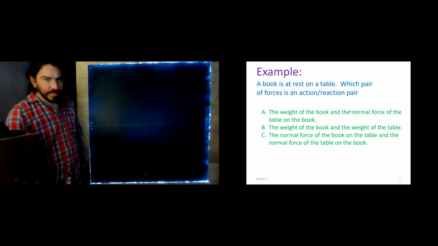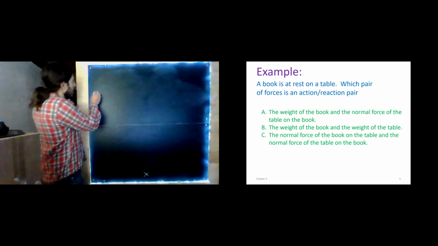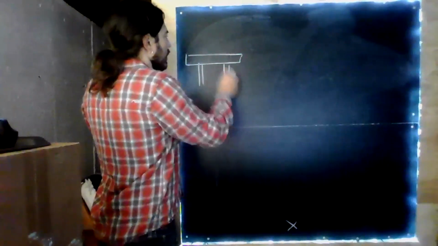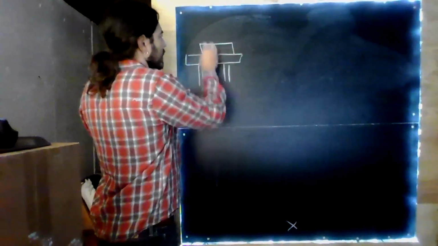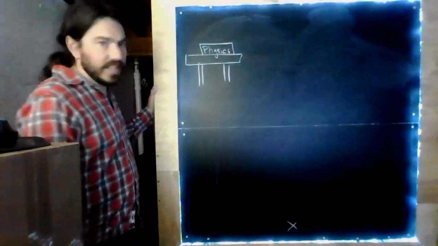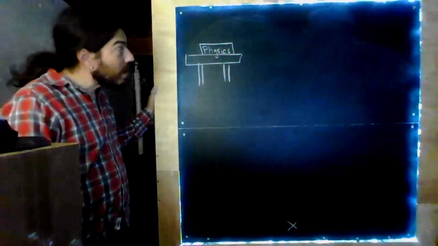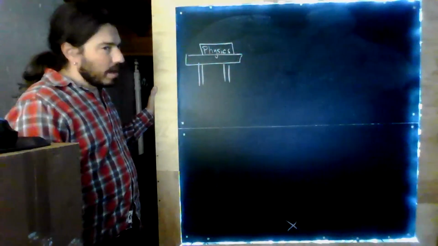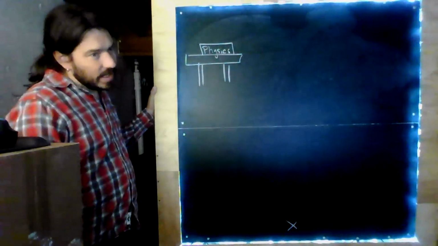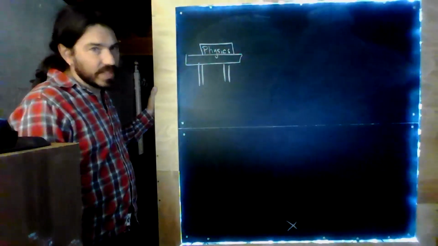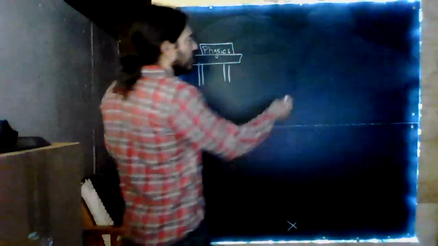Okay, this is a little bit of a tricky one. Here's our situation, right? We got a table, and here's my book. It is, of course, a physics book. There's my physics book sitting on a table. Apparently it is a small table and a large book. Okay, let's go through this list. The weight of the book and the normal force of the table on the book. Do those two forces exist?